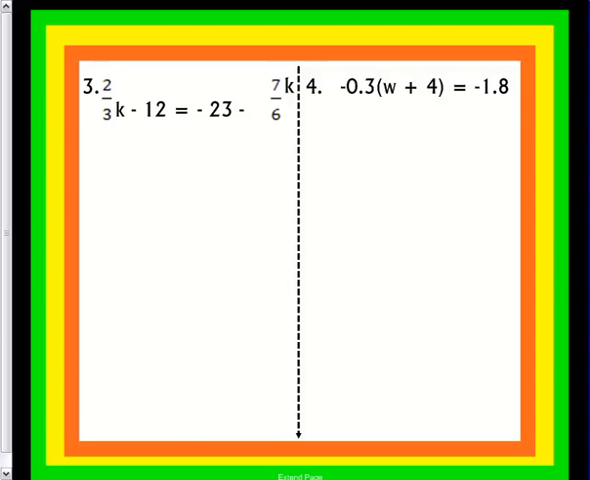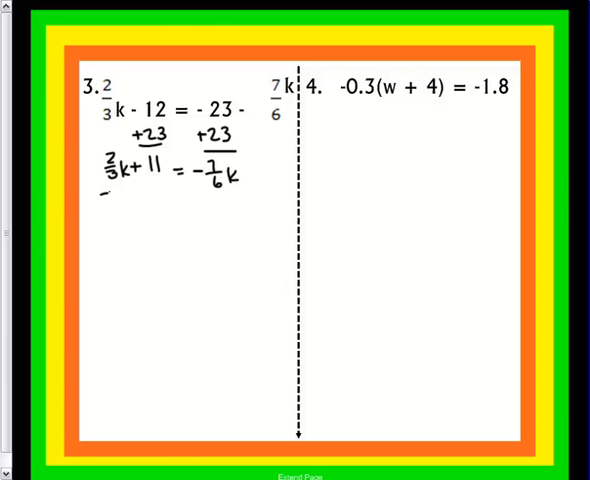Let's look at the next couple. Here we've got 2/3 k minus 12 equaling a negative 23 minus 7/6 k. Okay, so first we're going to combine our like terms across the equation because we don't have any like terms on the same side. So if I add 23 to a negative 12, I get a positive 11 plus 2/3 k equaling a negative 7/6 k.